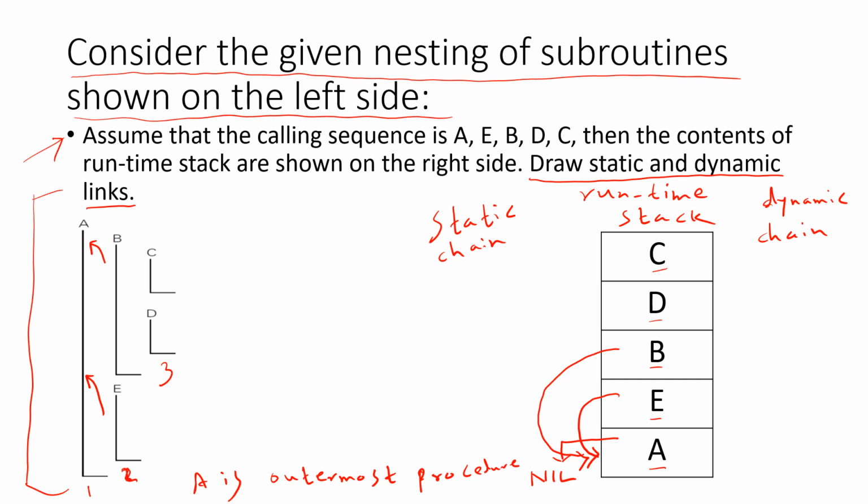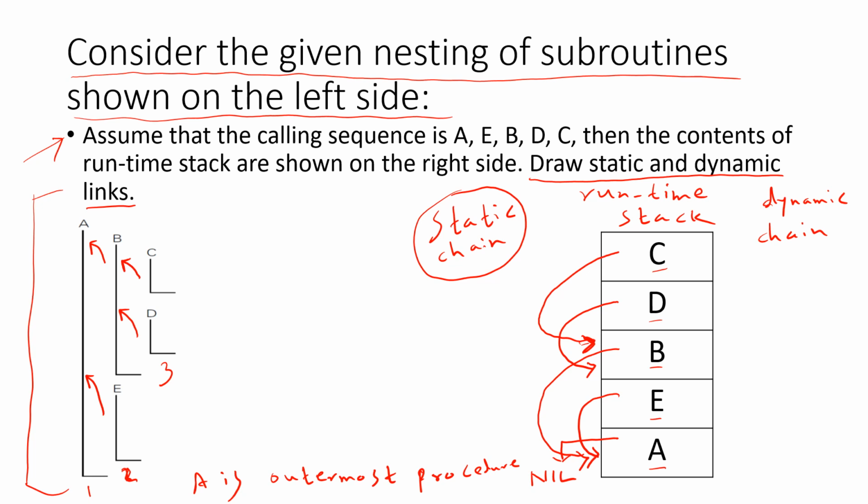Then we come to D. We see that D is defined in B. So B is the static parent of D. Hence the static link for D will point to its static parent, which is B. Similarly for C, you can see that it is defined in B. So B is the static parent of C. Hence the static link for C will point to B. So this collection of static links will form a static chain.